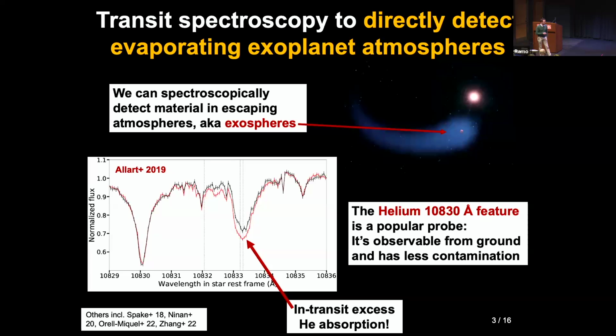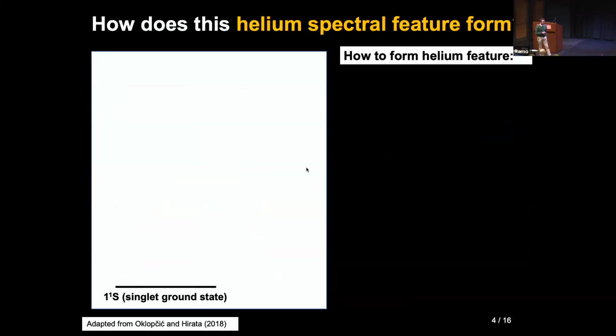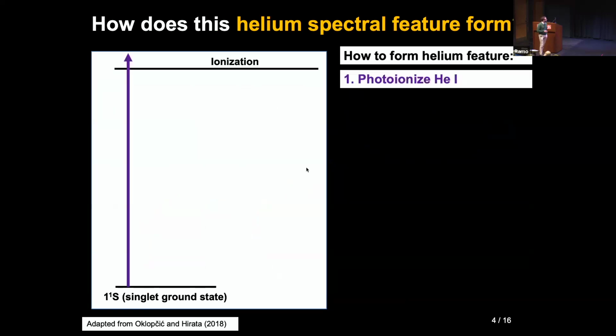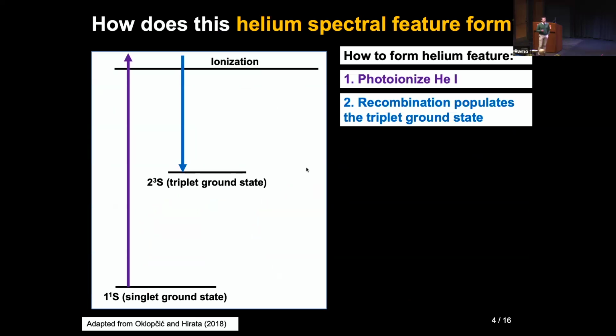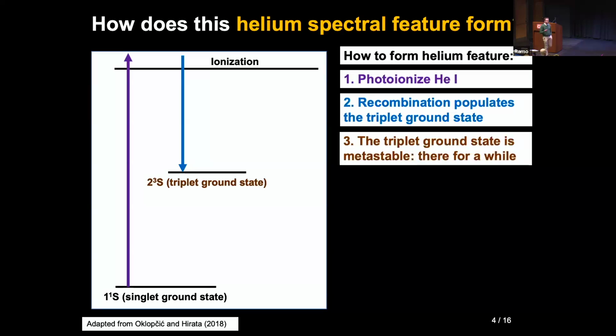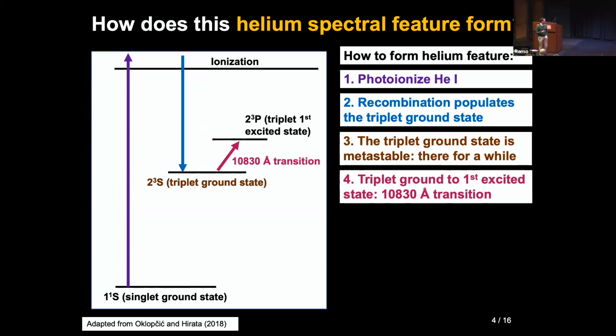So just to ground ourselves first, we can go back to some atomic physics, or as much atomic physics as I still know, to consider how this spectral feature forms, which is important for considering its stellar activity effects. You start with a neutral helium atom, you can photoionize it, and then it can recombine with a free electron, and instead of falling back to the fundamental ground state, it can quite efficiently populate this triplet ground state. What's important is that this state is metastable, so the helium atom will sit there for a while, making it a ripe target for absorption. And so it can absorb a photon at 10830 angstroms, creating this helium triplet feature.